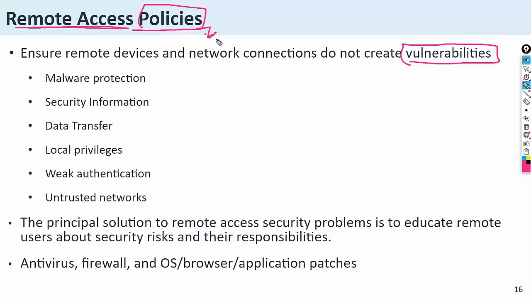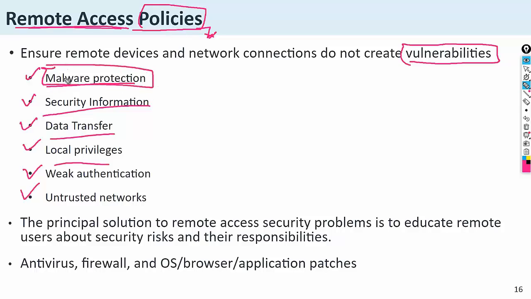There is a policy. Inside the policy there must be malware protection, security information, data transfer, local privilege, weak authentication and untrusted network. These are written in detailed information, like malware protection. Your system must be protected from malware if you want to access any system remotely.